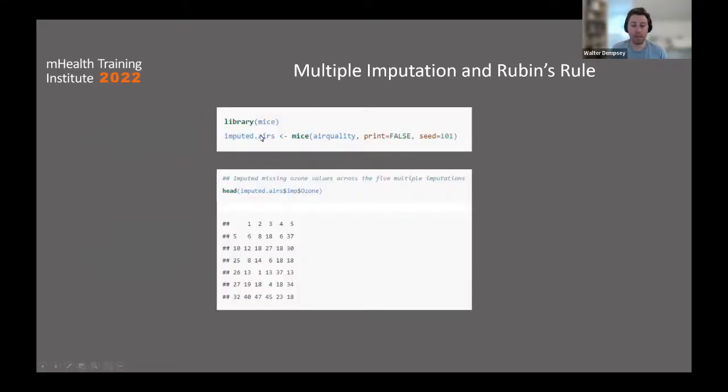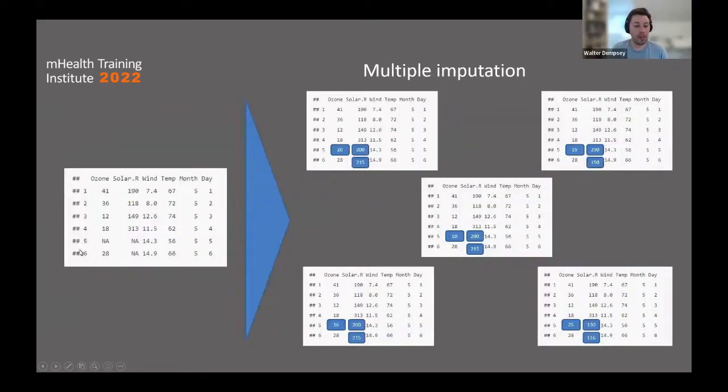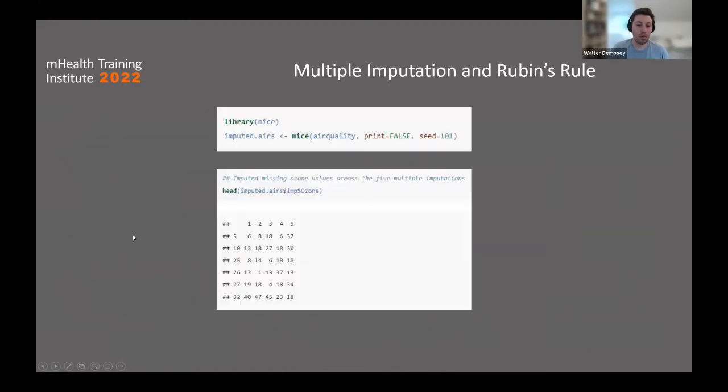To do this, it's pretty simple in R, and I just wanted to give you some basic code to do it. In this case, I'm using the library called mice. What you can do is run mice on the air quality data set, and it will impute all those missing values. Just to remind you, I had missingness in row 5 of ozone and solar. What I'm showing you here is that for row 5, it's going to impute 5 different values of ozone.